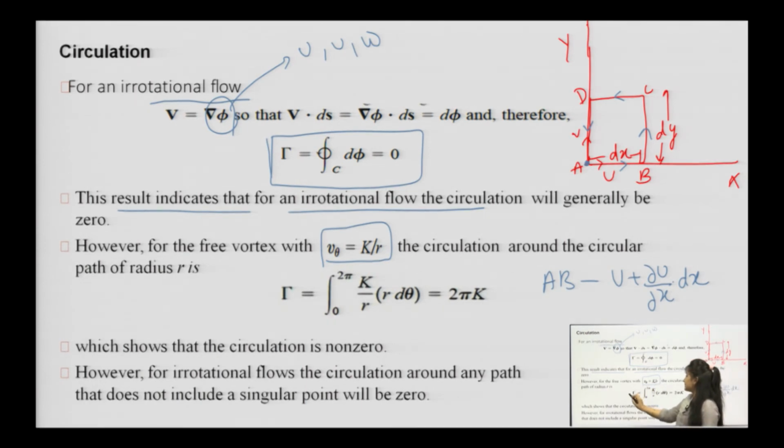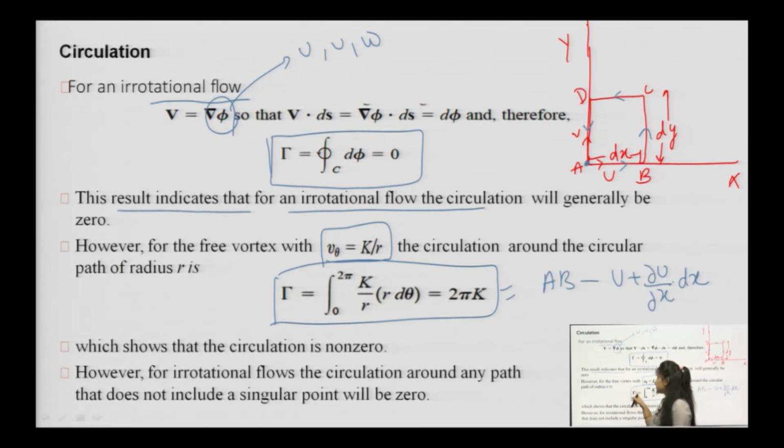Then circulation can be calculated with the help of this formula, again substituting k by r, and r d theta will be nothing but the distance covered by this particular fluid element from 0 to 2 pi. Now, in this circulation, where we substitute the value of tangential velocity as k by r, the circulation will be non-zero, or circulation will exist. But for irrotational flow, the circulation around any path that does not include a singular point will be 0.